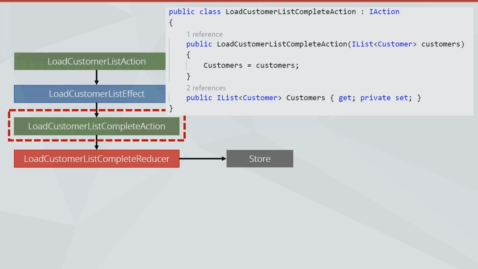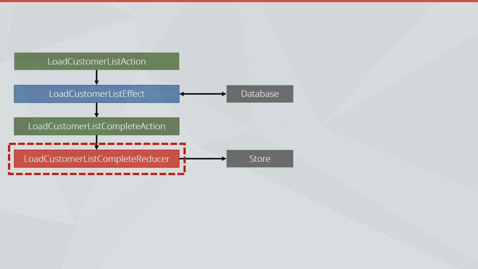So this next action, load customer list complete, is a slightly more complicated action. Here we've got an action that takes in a payload, but that payload is as simple as a property that we constructor inject. So again, we're overriding IAction, and we're taking in a list of customers and setting that as a public get, private set customer list. So this is now the shape that we pass through to the next one, load customer list complete. And this is our reducer.